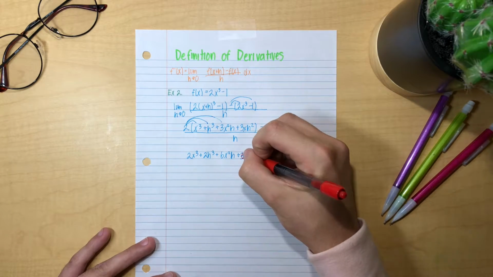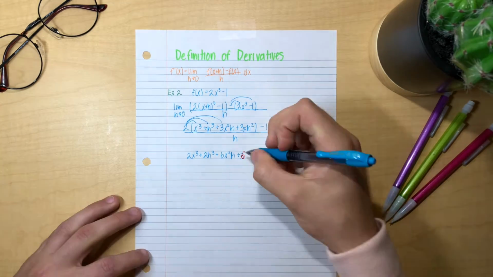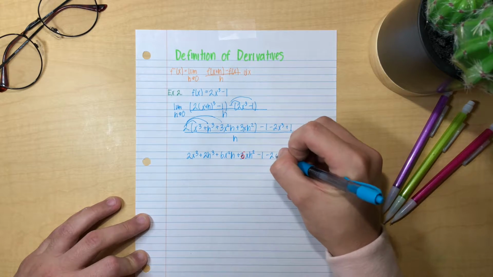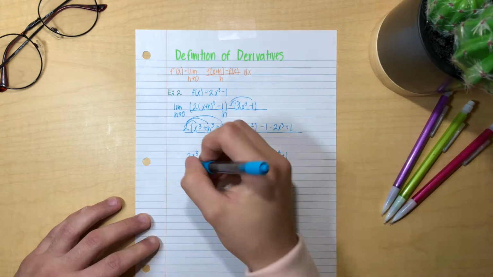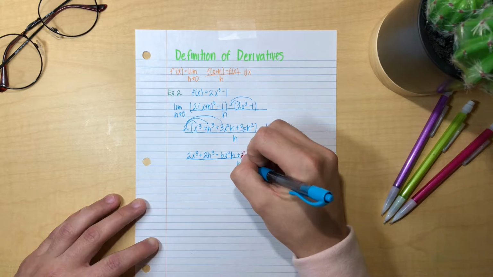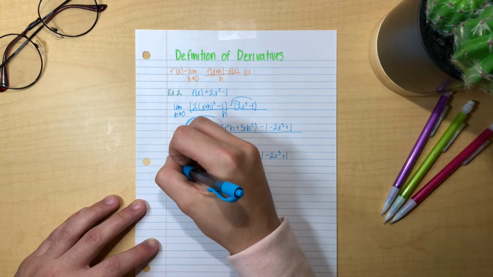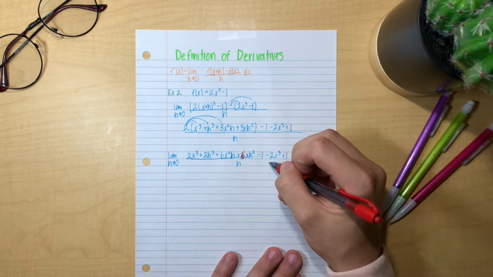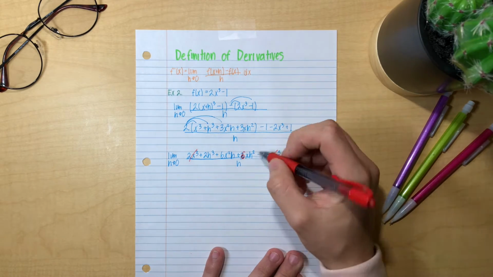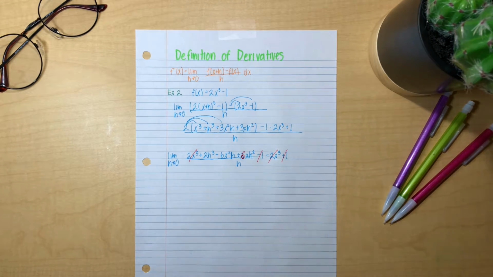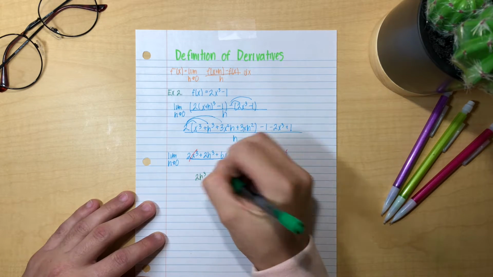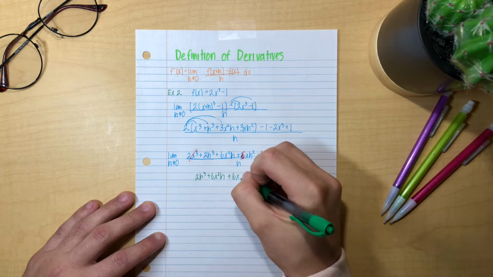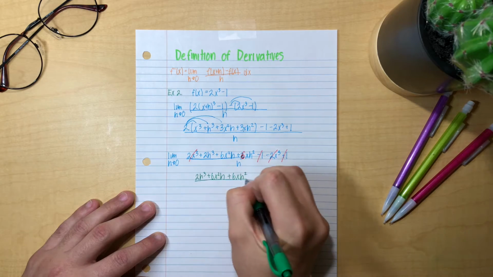6xh squared minus 1 minus 2x cubed plus 1 all over h. Don't forget your limit of h approaches 0. So as we see here, we could cancel some of the terms out, such as negative 2x cubed with positive 2x cubed, and then negative 1 with positive 1. So now we're only left with 2h cubed plus 6x squared h plus 6xh squared all over h.